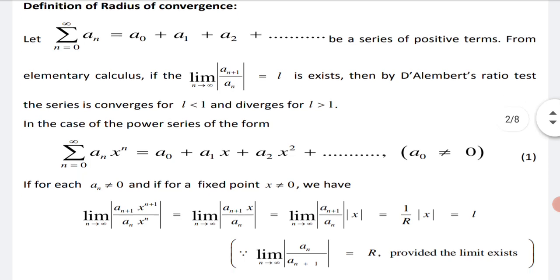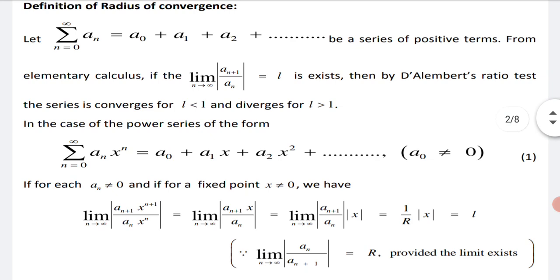Let the summation of an, n from 0 to infinity, equal to a0 plus a1 plus a2 and so on, be a series of positive terms. From elementary calculus, if the limit of modulus of an plus 1 by an as n tends to infinity is equal to L, and it exists, then by D'Alembert's ratio test the series converges for L less than 1 and diverges for L greater than 1, and if L equals 1 the test fails.